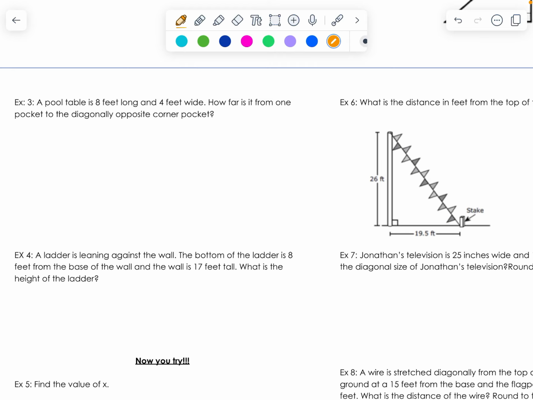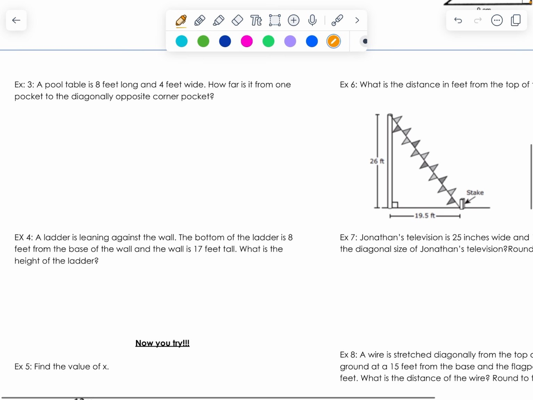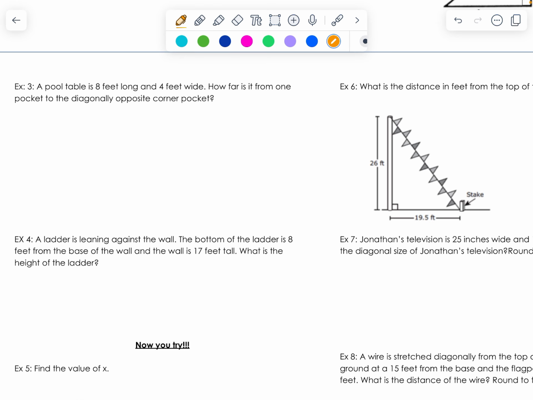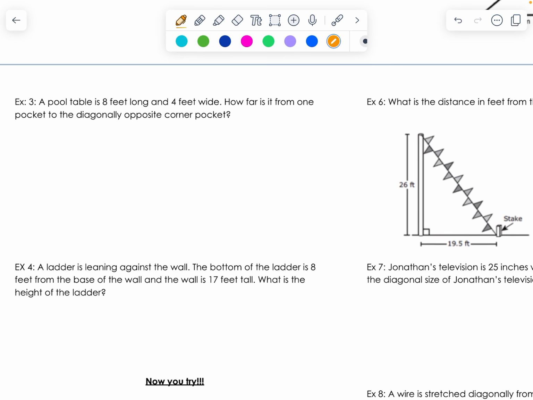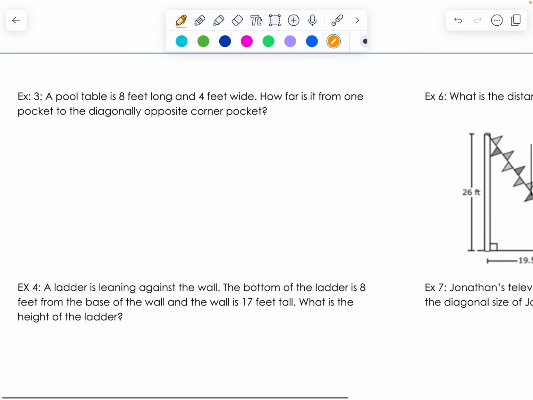Okay, now this is going to be your part 2. We're going to continue doing the same thing that we just did. Now it looks a little bit different just because it has words. So we're going to go over a few things with that. So a pool table is 8 feet long and 4 feet wide. How far is it from one pocket to the diagonally opposite corner pocket?